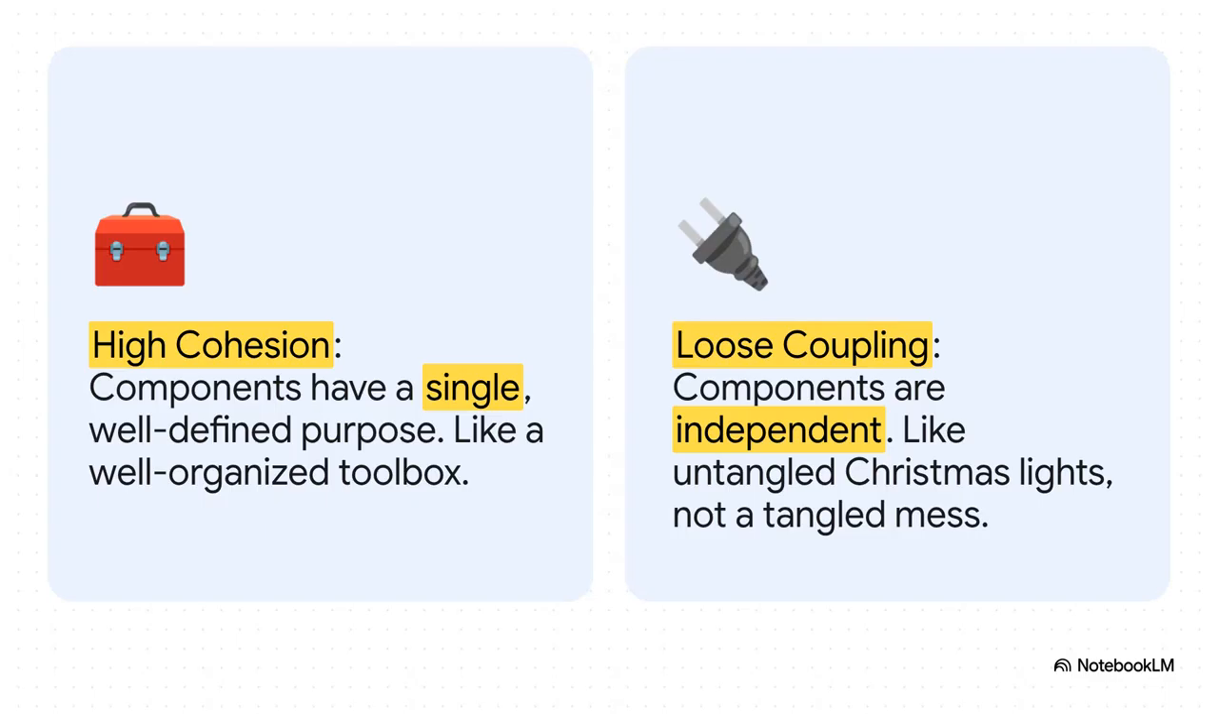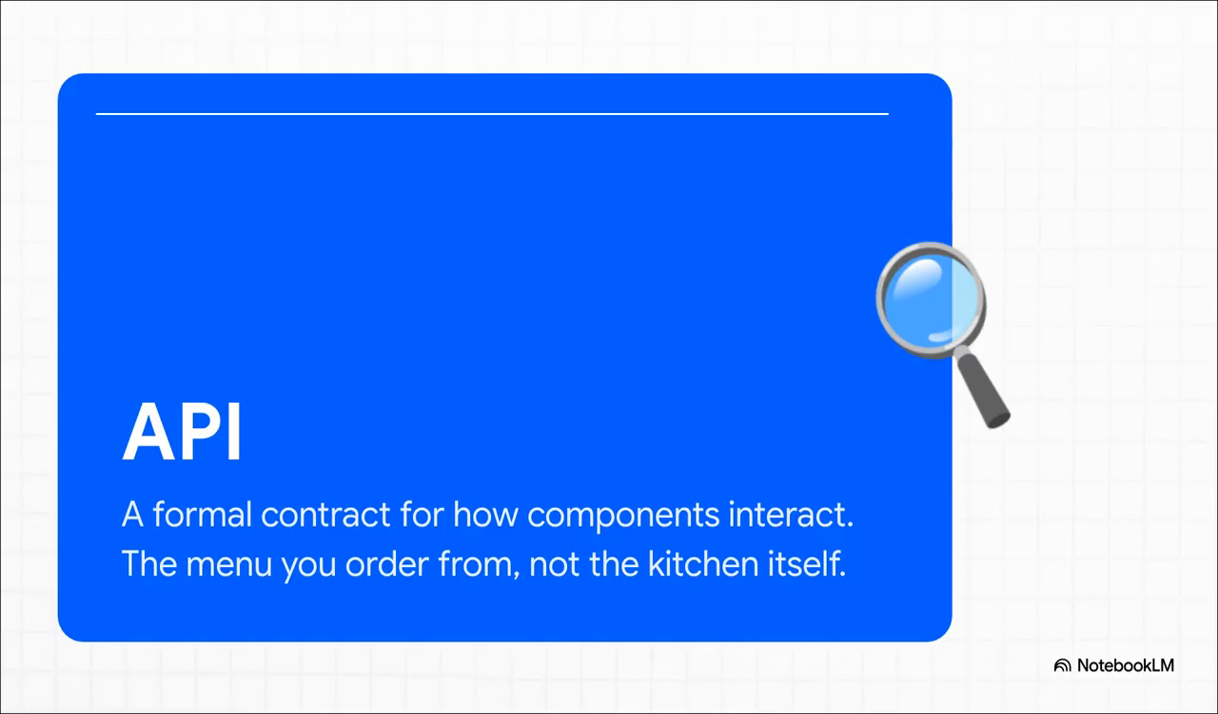So to make this Lego idea actually work, you're aiming for 2 things. First is high cohesion. This just means that everything inside one of your Lego bricks is all related and serves one single purpose. Think of a well-organized toolbox where all the tools are for plumbing, they just belong together. The second thing is loose coupling. This means the bricks connect in simple, standard ways. They don't need to know about the messy inner workings of the other bricks. It's the difference between easily plugging in a string of Christmas lights versus trying to deal with that giant, tangled, interdependent knot of wires.